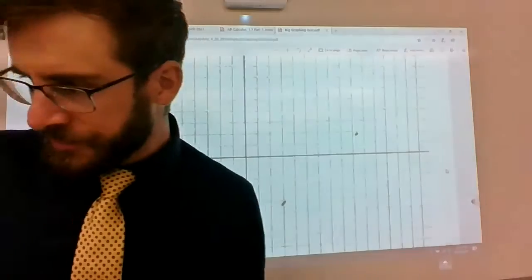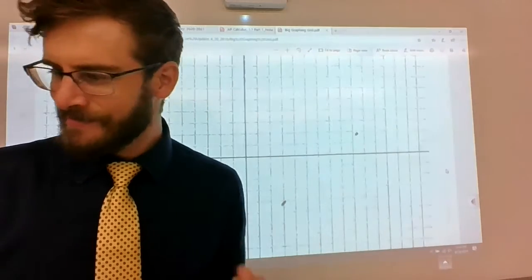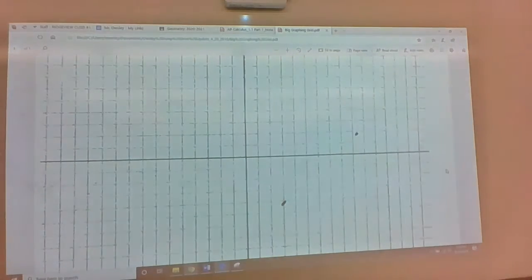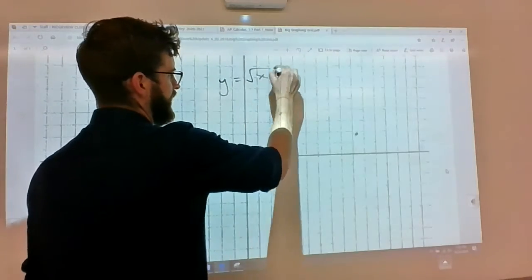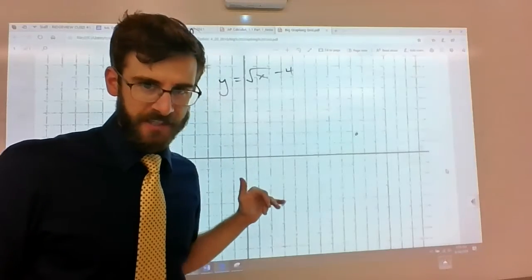All right, on to 51. Oh, we have another square root function. Do we need to do this? Yeah, why not? So this one is y equals root x minus 4. All that is a rooted function shifted down 4.